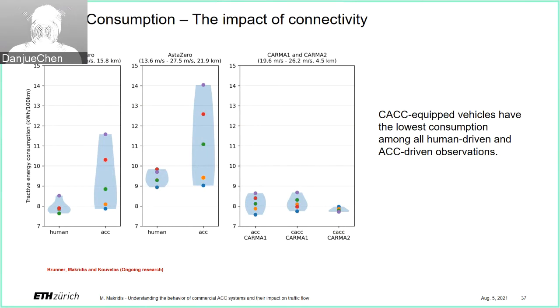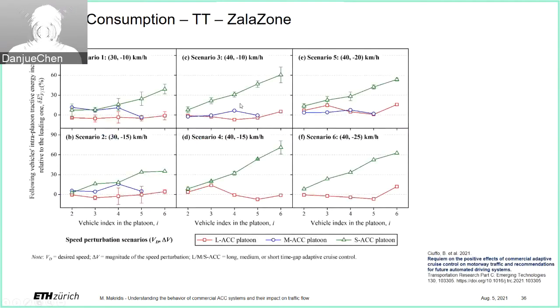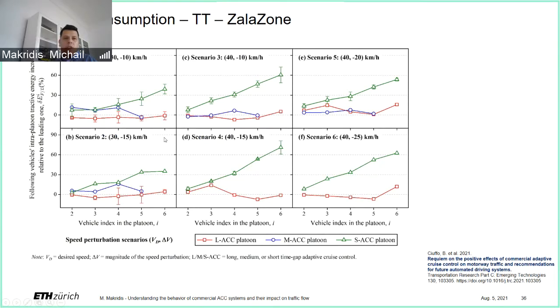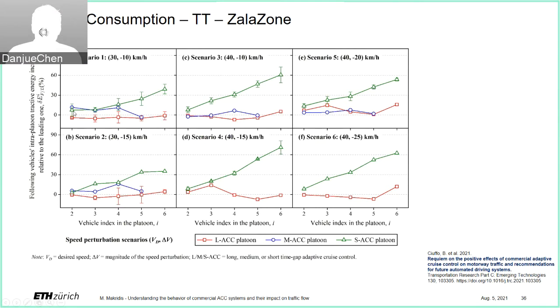And this is for the short headway. So for the long headway, you might not see this. Here, for example, you see the red line corresponding to the long headway, because in the zone for the long headway, we don't have instability. So the energy consumption is more or less similar for all the vehicles in the plot.